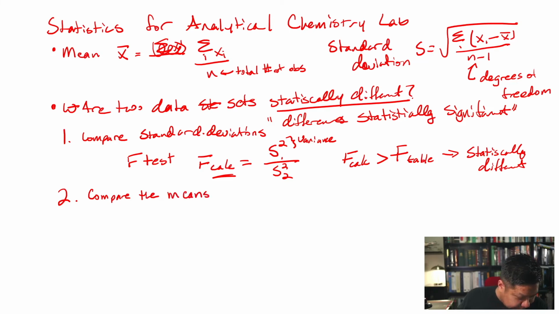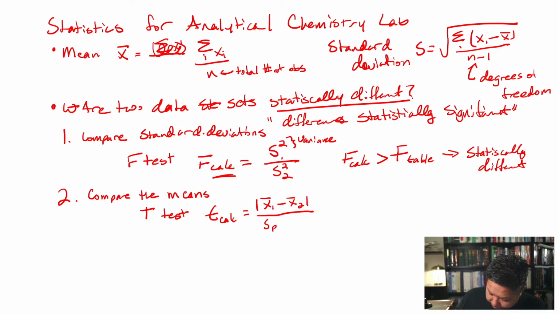And the way you compare the means is by using the t-test. Okay? The t-test. And so the equation for the t-test is this. It's a little bit more complicated, but that's okay. You can handle it. T calculated equals the absolute value of the mean of the first data set minus the absolute value of the mean of the second data set, all divided by a term we called S pooled, which we'll get back to in a second.